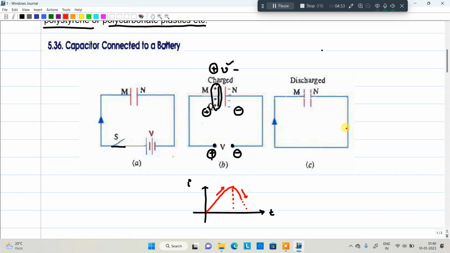For example, this particular supply is disconnected and you connect some other load in the circuit. Then the capacitor tries to deliver current in this direction, and once it delivers the current, the capacitor is totally discharged. Okay, if you short circuit these two terminals, definitely it is going to discharge. So this is just the basic idea about the capacitor, how it charges and how it discharges.